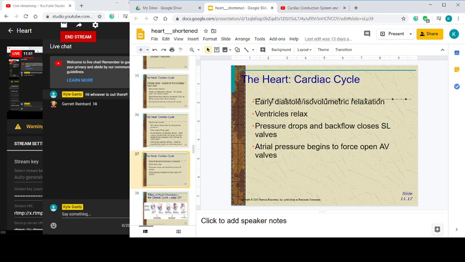Then we have early diastole, so early relaxation, right? We have isovolumetric relaxation. The ventricles start to relax. The pressure drops and backflow closes the semilunar valves, and the atrial pressures begin to force open the AV valves.